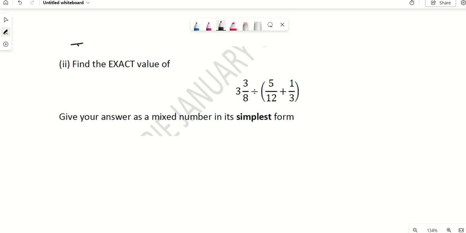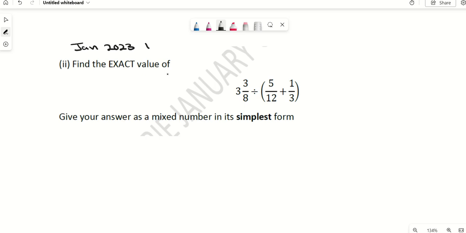So today we'll be doing January 2023, number one, the fractions question that they gave us, which is part two. This question says 3 and 3 over 8 divided by open bracket 5 over 12 plus 1 over 3. And they said give your answer as a mixed number in its simplest form.